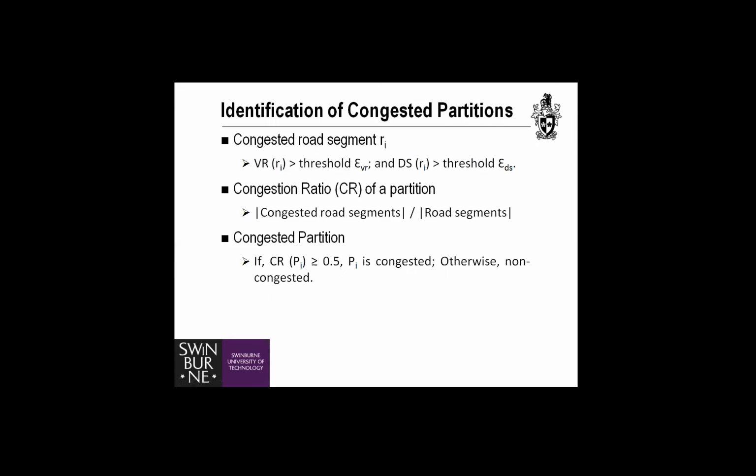Then we define the congestion ratio of a partition, which is the ratio of the number of congested road segments to the total number of road segments. Then we use this measure to define a congested partition. Whenever the congestion ratio of a partition is greater than or equal to 0.5, we say that this partition is congested. Otherwise, it is considered non-congested.